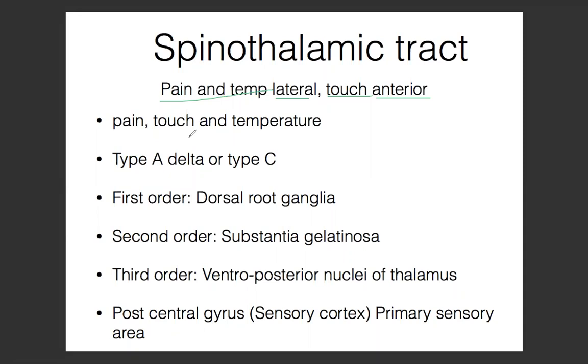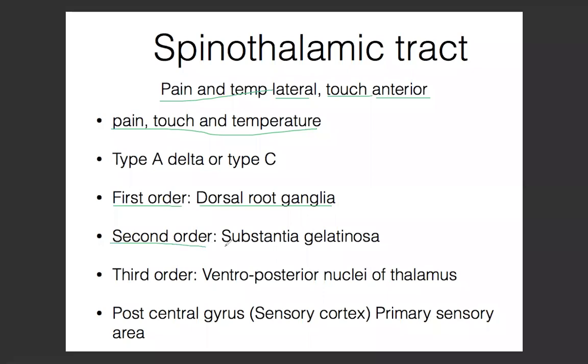But for simplicity I'm just mixing them together, because you could memorize this fact or you could just go with spinothalamic. It's fine. So spinothalamic in general takes pain, touch and temperature, but pain and temperature are by the lateral while touch is by the anterior. Its first order neuron is the dorsal root ganglia, again same as the posterior or dorsal column.